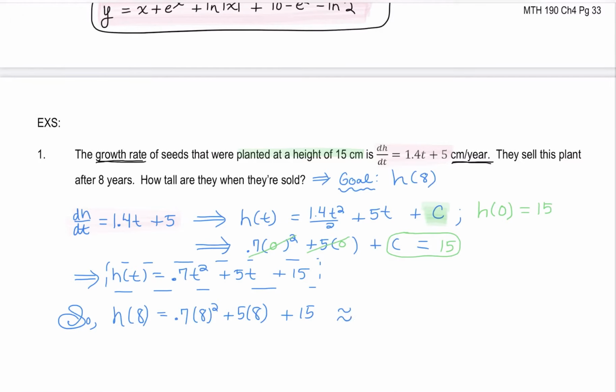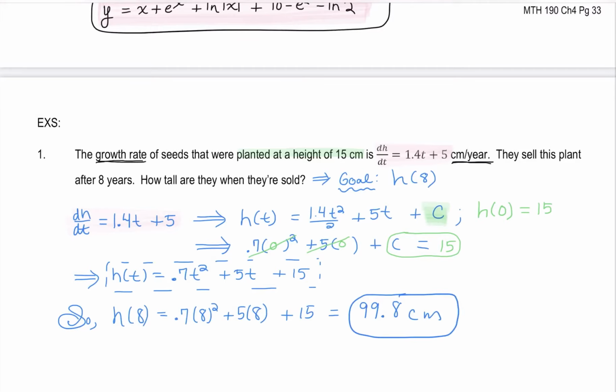Actually, hold on. I thought I had that done ahead of time and I didn't. Just real quick on my calculator here, let me type this in. This one came out to be 99.8 centimeters.